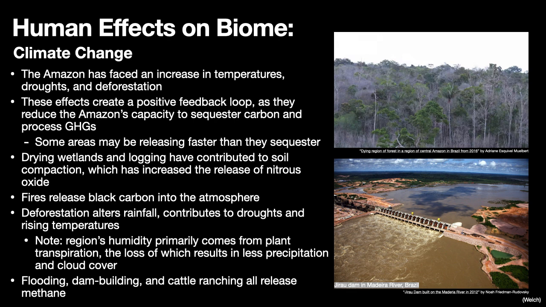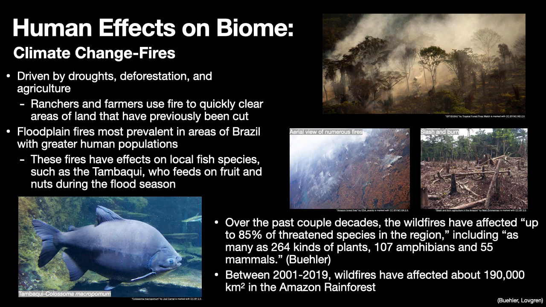Deforestation exacerbates the effects of climate change on the region, increasing frequency and severity of droughts, the temperature due to loss of cloud cover, and the drying wetlands that contribute to soil compaction, which increases emissions of nitrous oxide. Fires are worsened by droughts, while agriculture contributes heavily to igniting wildfires as ranchers and farmers burn plant material to quickly clear plots of land. Wildfires have affected up to 85% of the region's threatened species.